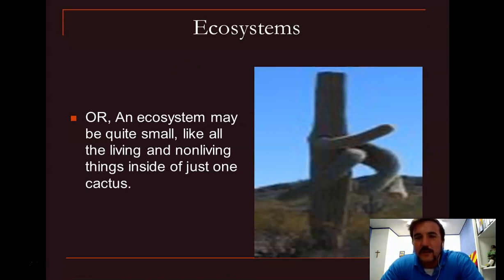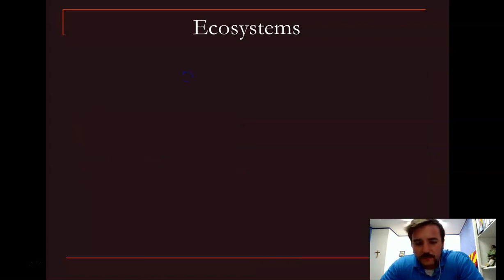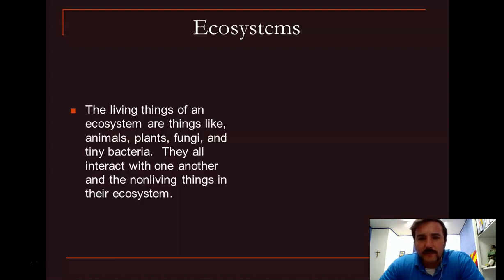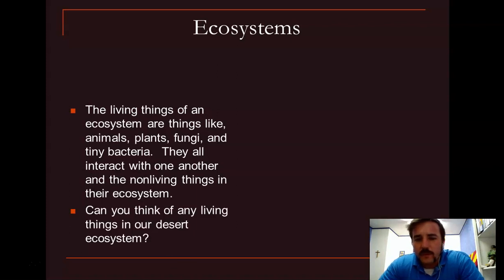You could pick the ecosystem in the dry riverbed down the road here from the mission school. Or again, it could be a huge ecosystem like the tropical rainforest, which we'll talk about soon. So now I want to talk about all these different things. When you think about a desert ecosystem, you can think about the animals, the plants, the fungi, even little things like the bacteria and the germs. All of them interact with things.